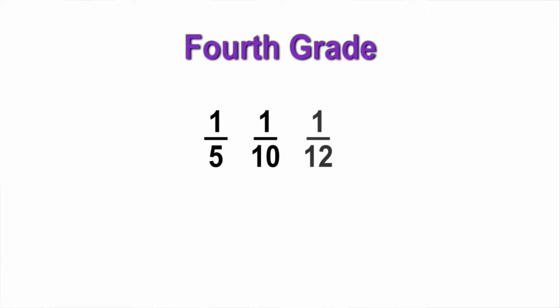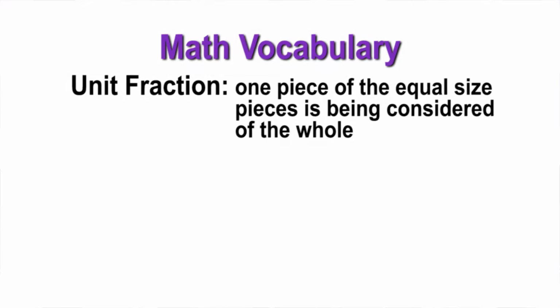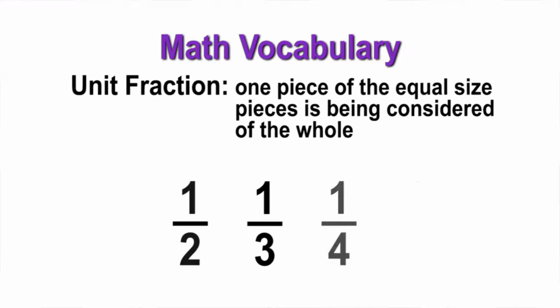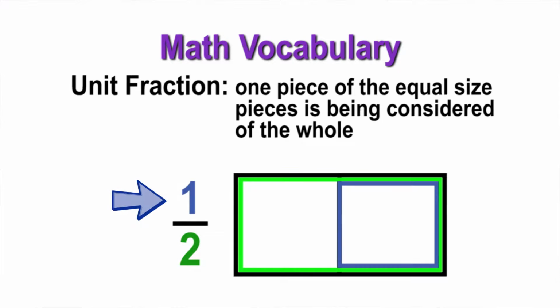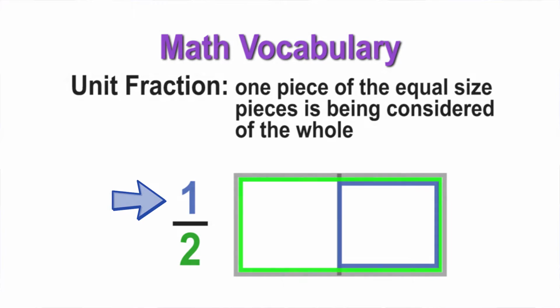10, and 12. What is a unit fraction? 1/2 is an example, as is 1/3, 1/4, and 1/5. A unit fraction is where one piece of the equal-sized pieces is being considered of the whole. For 1/2, one piece out of two equal-sized pieces is needed to create the whole.